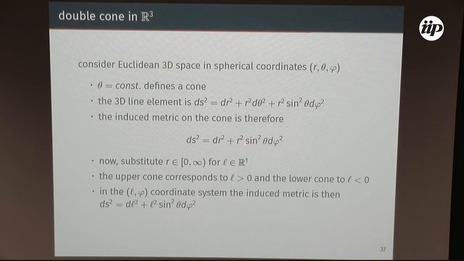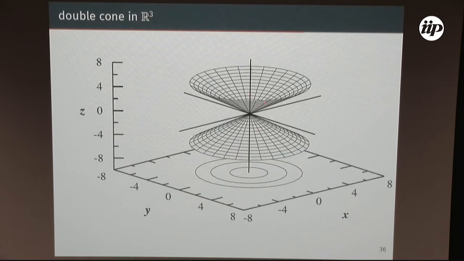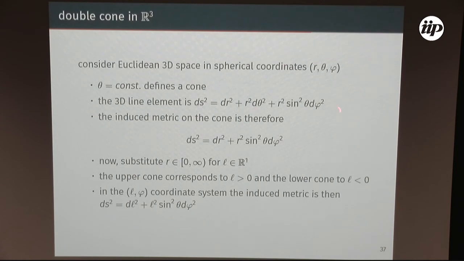But this is not very convenient because it's good to describe one of the cones, but we have two instead. We have a double cone, so we can extend this coordinate. We change its name to L, and then we make it positive and negative instead of only positive. So we go from the lower to the upper cone just by following L. So the induced metric in terms of L is this.